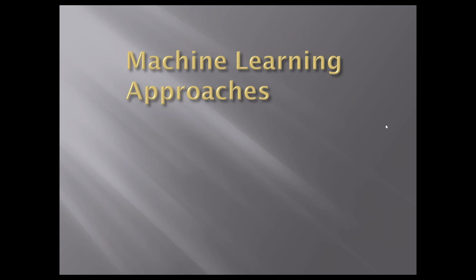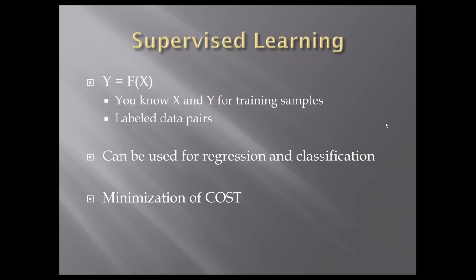So let's talk a little bit about approaches. This is going to be a little bit of a review for folks plus a little introduction to a new concept as well. Supervised learning, most of you are probably familiar with. So essentially this is where your output is a function of your input, and you actually have pairs of training data. So you know X and you know Y. So you know what the output's supposed to be for any input that you give the system.